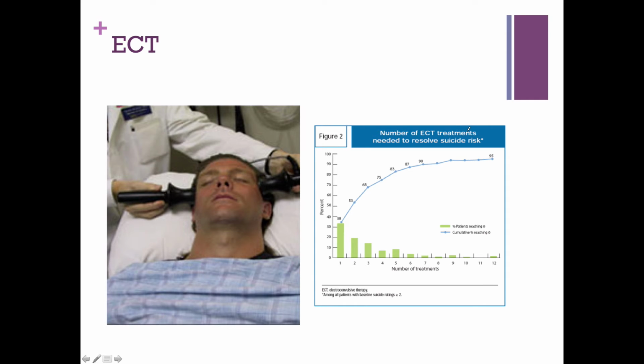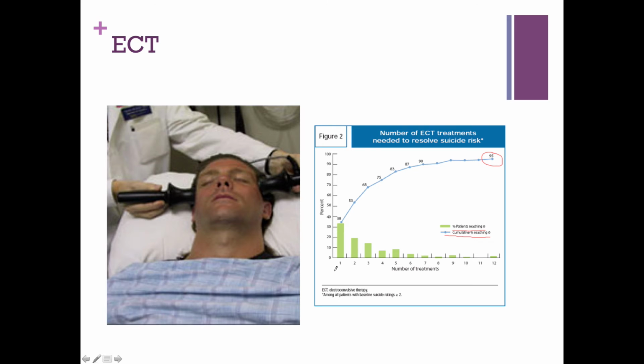This is the number of treatments needed to resolve suicide risk. These are patients at very high risk with an active major depressive disorder diagnosis and a suicide plan. This isn't something people do forever. They just have a few treatments. Here, the blue is cumulative reaching zero, so how long it took for everybody in the study to reach zero risk.